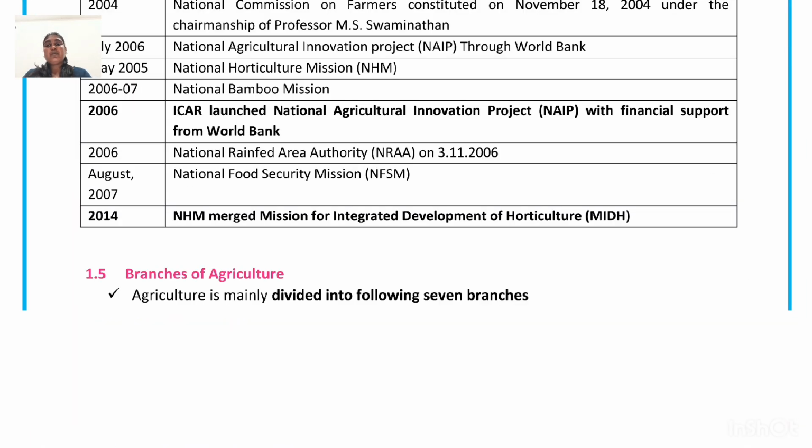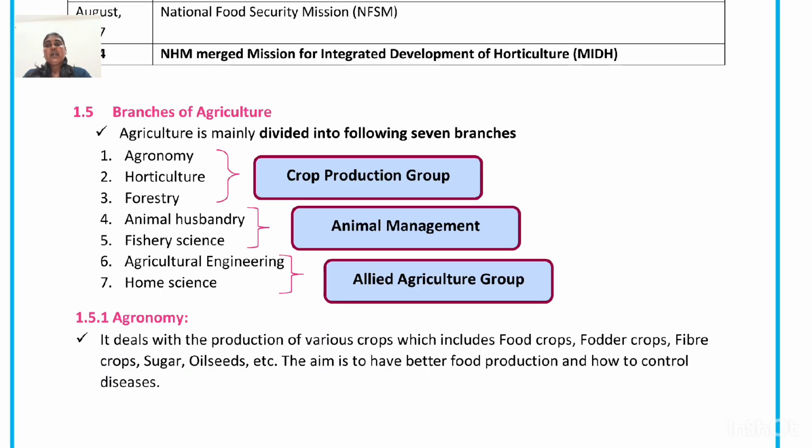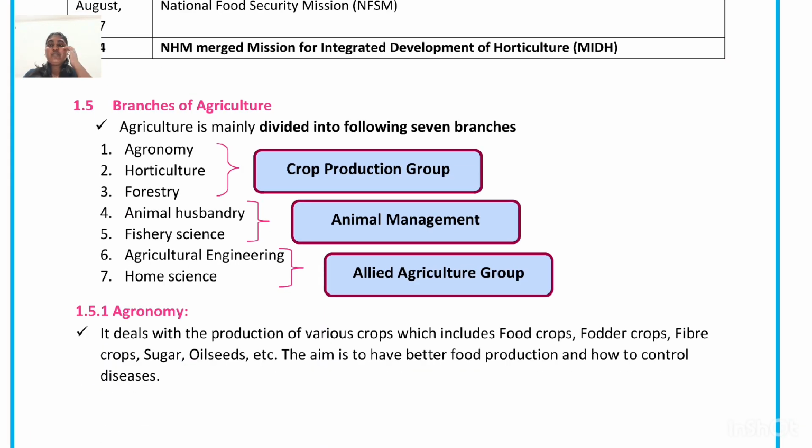The very first branch is agronomy. Agronomy is the branch of agriculture which deals with field crops and their management. What are field crops? Rice, wheat, mustard, pulses, and crops like cotton and sugarcane. The production and management of all these come under the branch of agriculture known as agronomy.